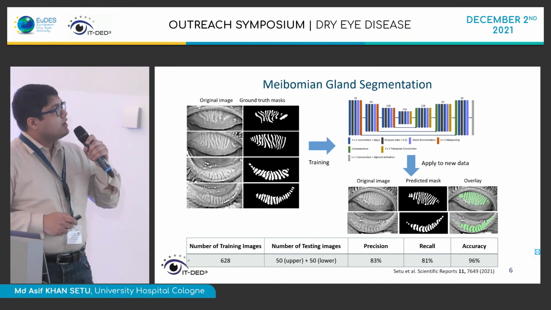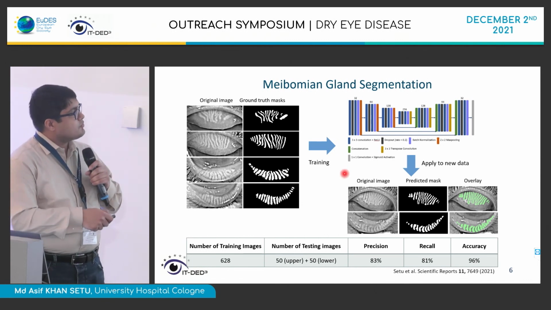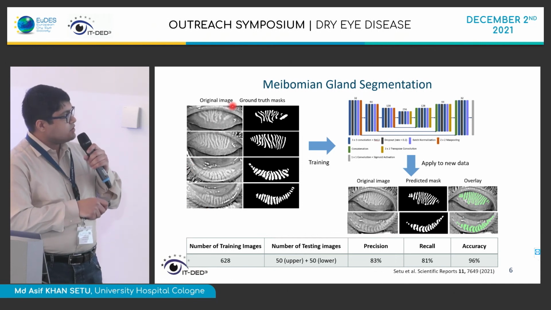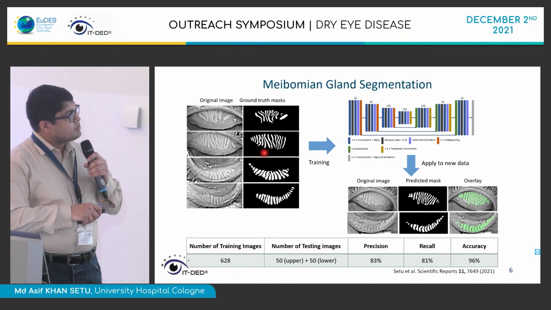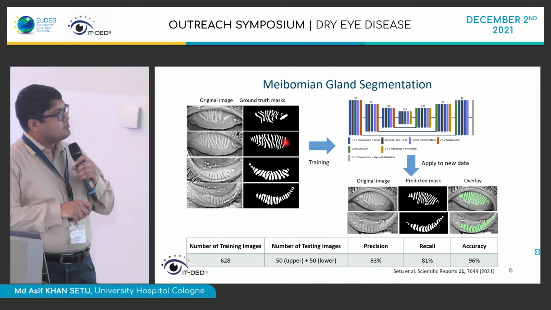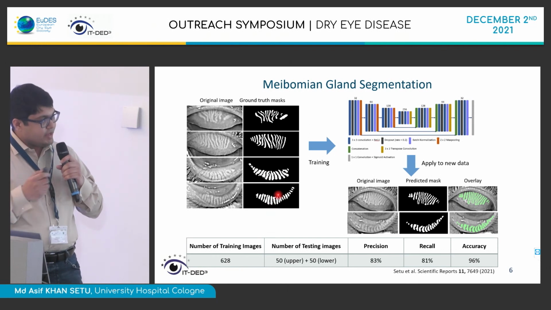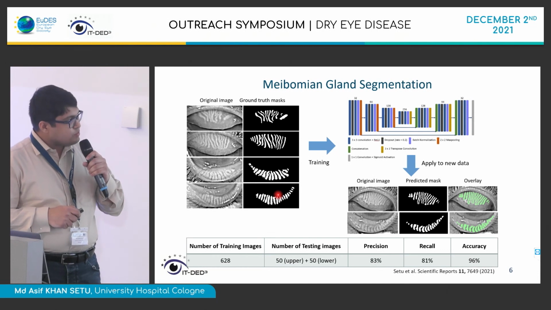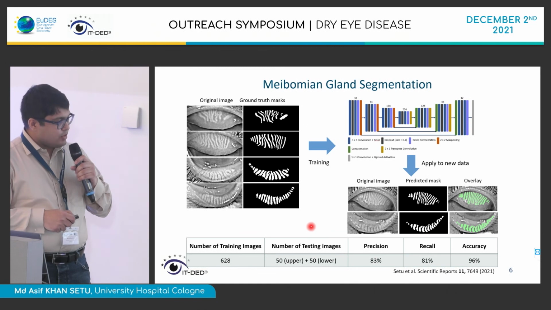We collected clinical images from the University of Cologne eye hospitals. From there, you can see we have collected images of both upper and lower eyelids of diseased eyes. There are almost 700 images we collected, and we manually annotated all of the images. Before the model training, we had all of these images verified by ophthalmologists and clinicians. And we trained our artificial intelligence model to identify or predict the Meibomian glands.